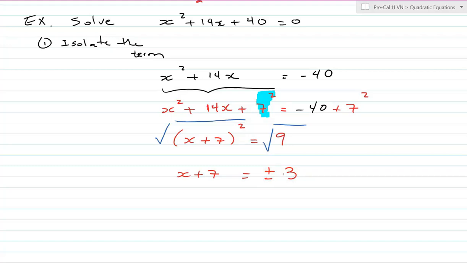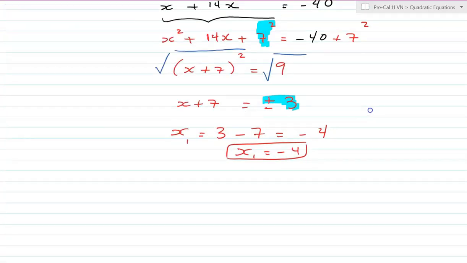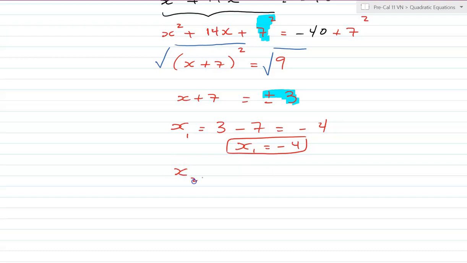So what are the 2 possible options? So x1, take the positive root first. So it would be 3 minus 7, which is equal to minus 4. Okay, so that's x1. And x2 we'll take the negative. So in here we'll go with negative 3 minus 7. Okay, and the answer would be minus 10. And x2 is equal to negative 10.